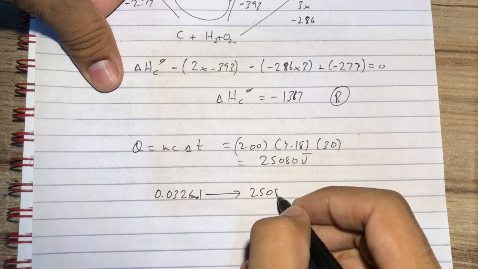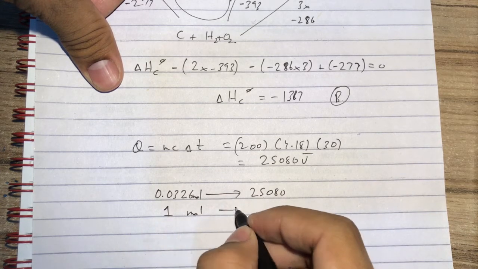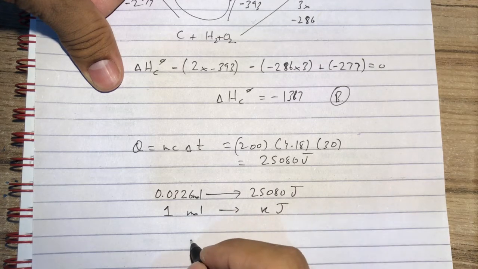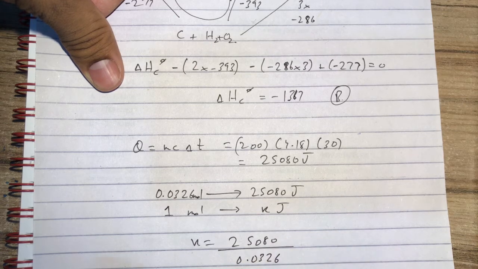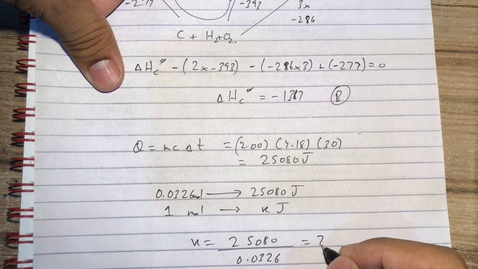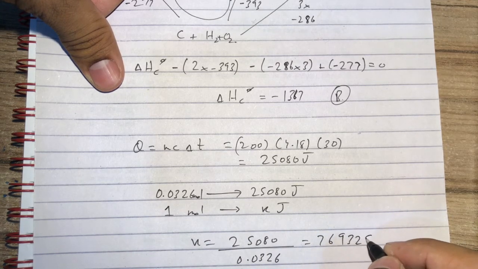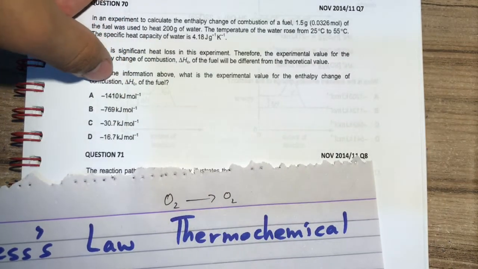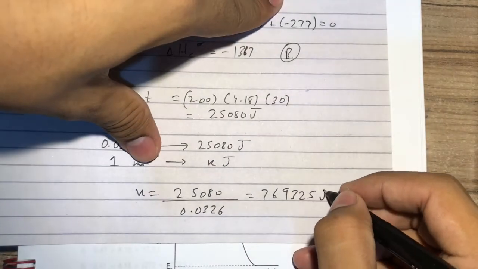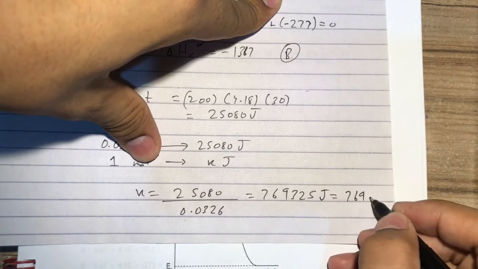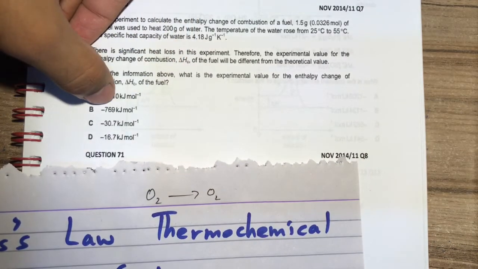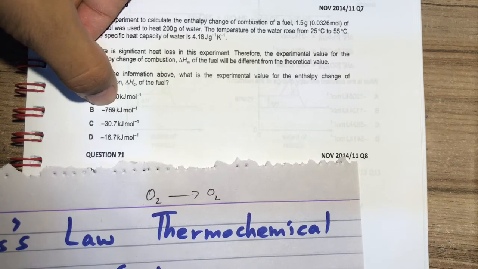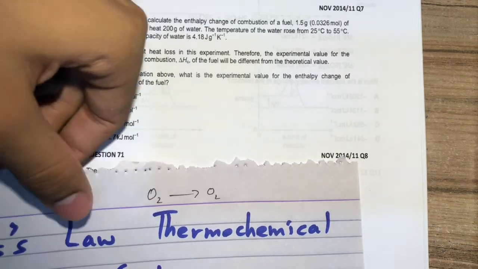This is 25080. For 1 mole, the enthalpy change will be X. So X will be equal to 25080 upon 0.0326. That is equal to 769325 joules. The answers are in kilojoules, so we'll convert it to kilojoules. This will be 769 kilojoules, rounded off to 3 significant figures. And because it's delta HC, that is combustion, and it's exothermic, so it will be negative, so that's why option B.